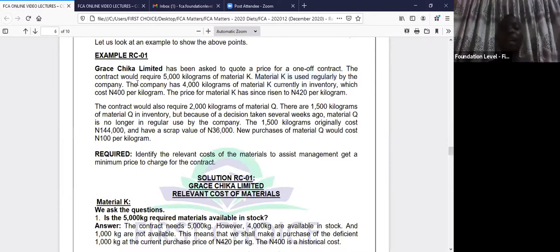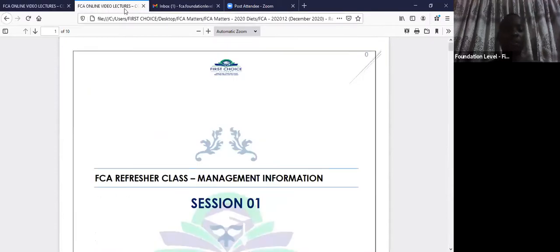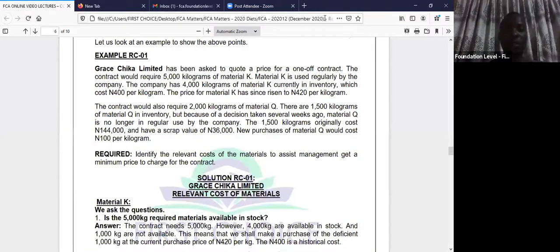Okay. The company has 4,000 kilograms of material K currently in inventory. We'll talk about this, which costs 400,000 naira per kilogram. The price for material K has since risen to 420 naira per kilogram. Before we go to the second paragraph, let's deal with the first paragraph. Okay, let's look at the solution. Oh, sorry. Let's look at the solution here. Hold on a moment.